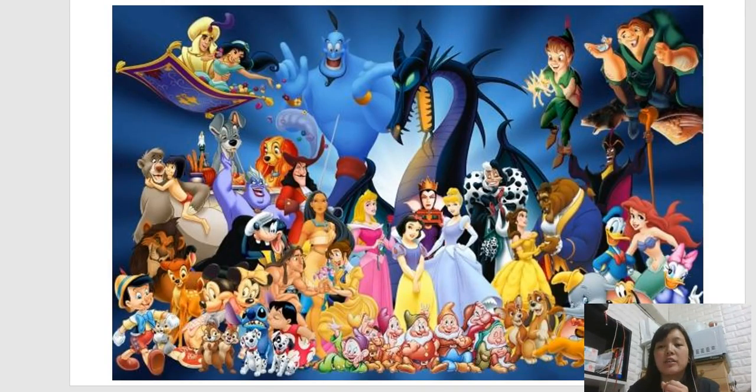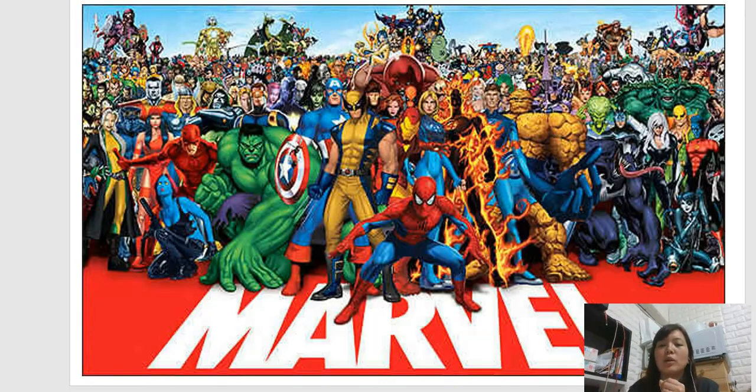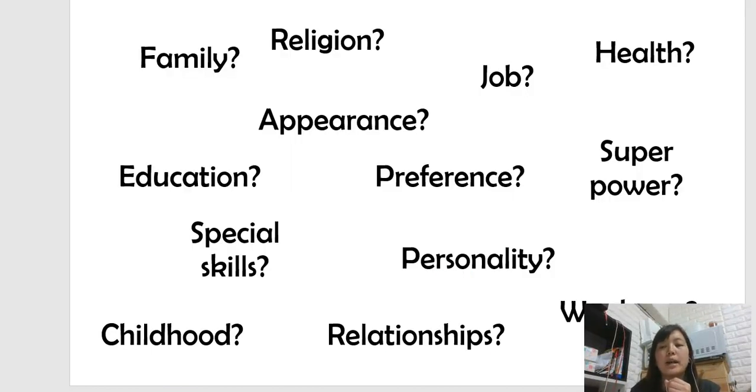So there are a lot of characters. They may be good people, they may be villains, but remember, they all have their own story. They all have different characteristics. They have different backgrounds, okay? Or they can be superheroes, okay? They can be fairy tale characters. So think about all these: the family background, the education background, how they look, their appearance, do they have any religion, job, health condition, what do they like, what don't they like, the personality, how was their childhood, okay, or if they have any relationships, or if they have any weakness.